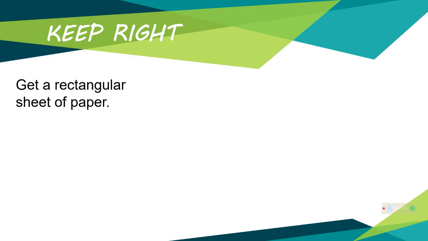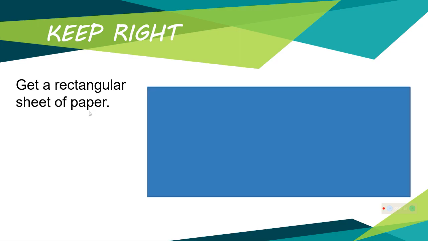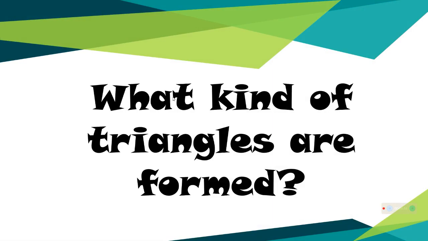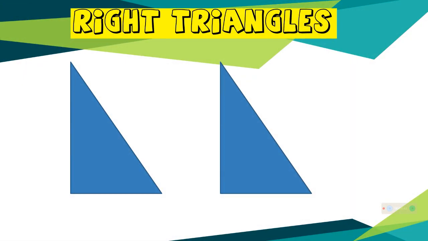Let's have another one. This activity is entitled Keep Right. Get a rectangular sheet of paper. Take for instance that you already have your rectangular paper. You are going to divide the rectangle diagonally as shown, like this, and then you are going to cut. As you have cut, what kind of triangles are formed? That's correct. You have formed two right triangles, and as you have noticed, we have here the right angle.